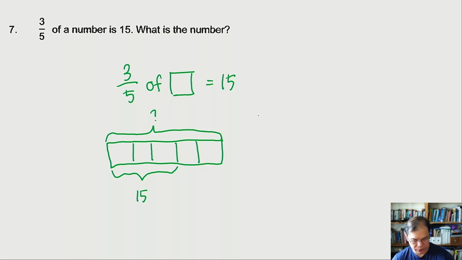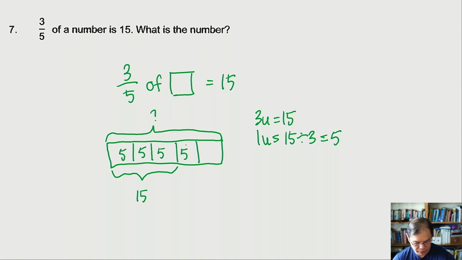So you can see from the model, 3 units is 15. 1 unit is 15 divided by 3 is 5. So this is 5, 5, 5, 5, 5. So what is the number? So the answer is 25, right? So the number is 25.